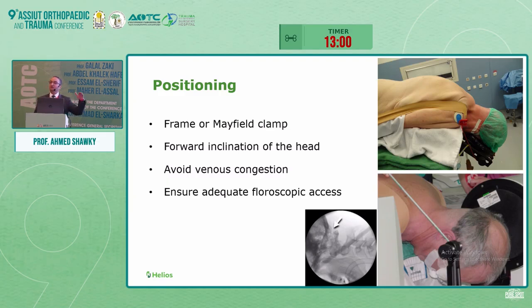However, we put the upper part of the body more elevated than the lower part, and ensure adequate fluoroscopic access. That's to check your trajectory in the lateral position with the image intensifier intraoperatively before you start your incision.